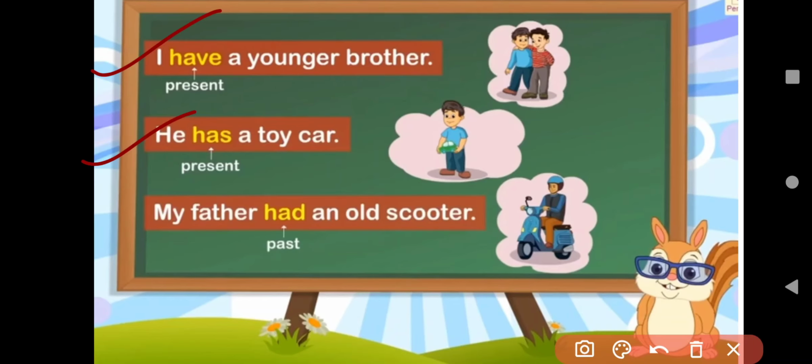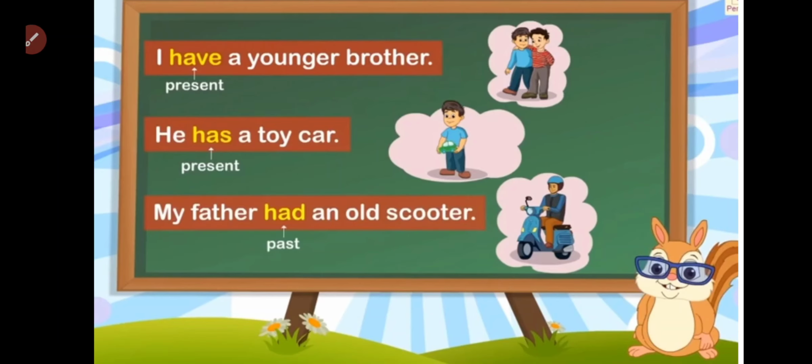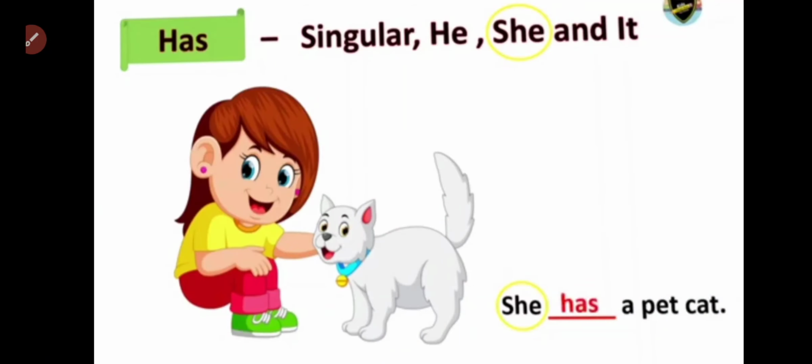He has a toy car. So he here is singular, and for singular what will we use? Has. My father had an old scooter. So here we have used had because we are talking about past time. My father had an old scooter. Got it? Let's have more examples.